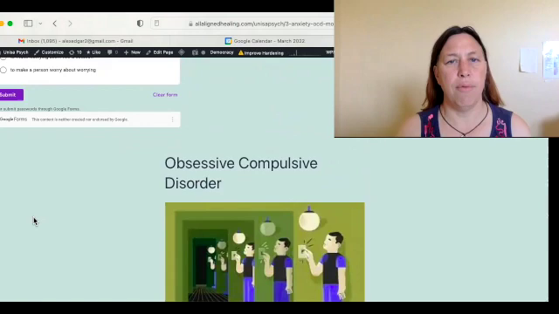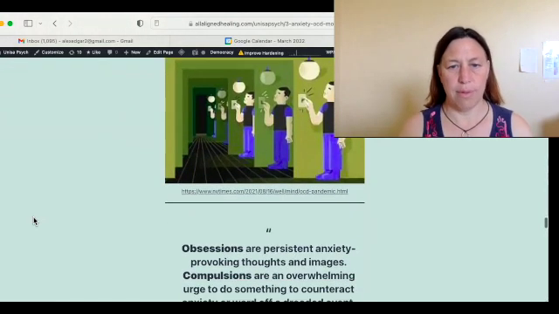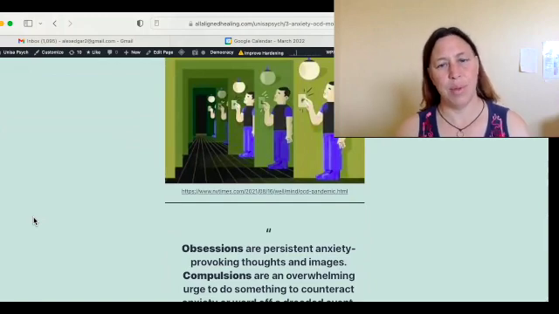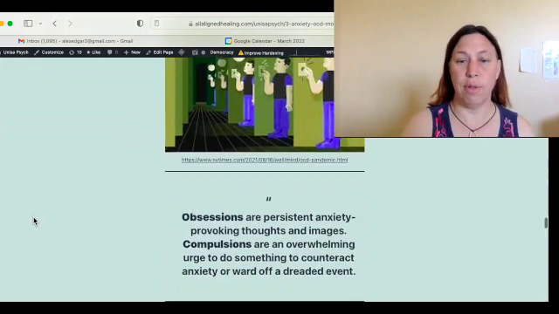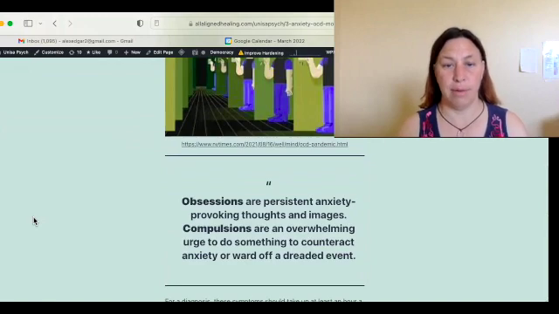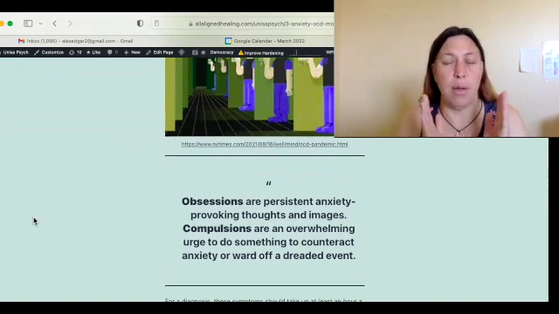Obsessive compulsive disorder. Obsessions. Persistent anxiety-provoking thoughts and images. Compulsions are an overwhelming urge to do something to counteract anxiety or ward off a dreaded event. So, anxiety-provoking thoughts: my mother is going to die, my mother is going to die. Compulsion: I must pray. That will save her. If I pray, she will not die.